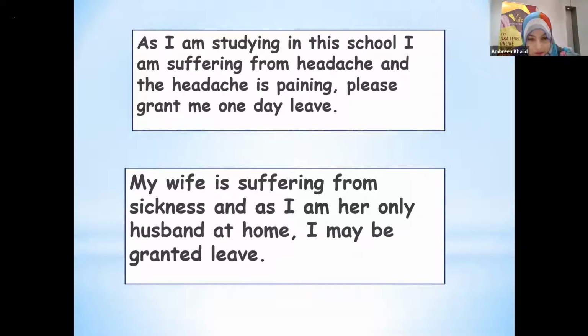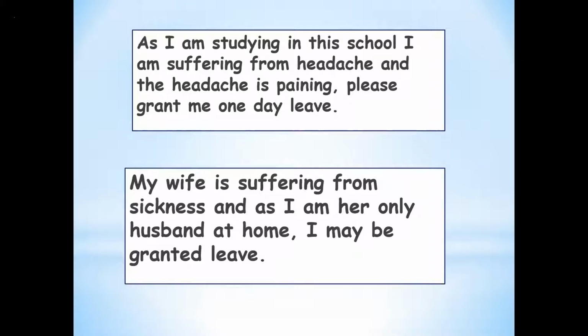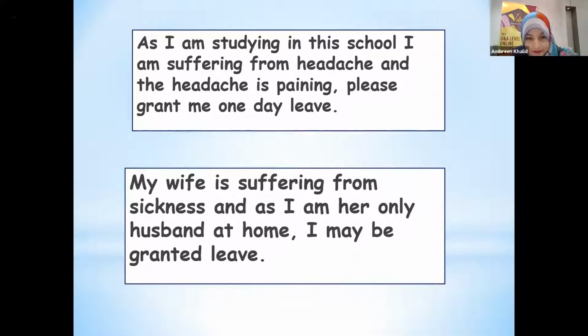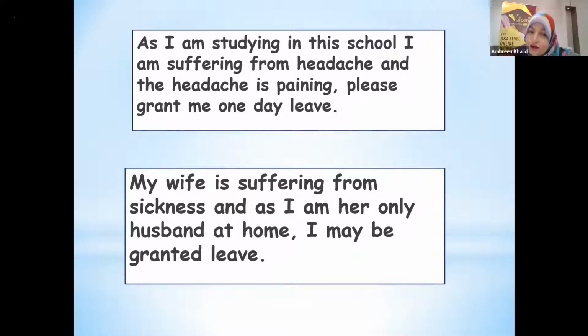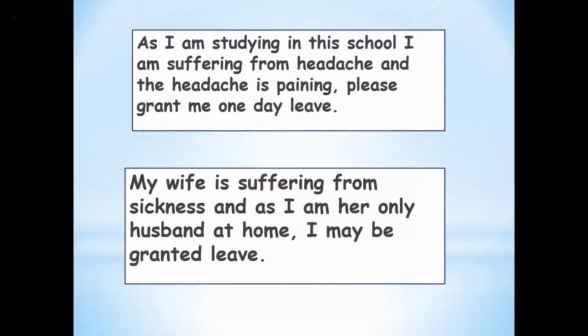My wife is suffering from sickness. And do you think sickness is a disease? No, my wife is sick. Very good. My wife is sick. And as I'm her husband, I may be granted a leave. So if your wife is sick, then definitely you are her husband. My wife is sick and I may be trying to leave, I guess.